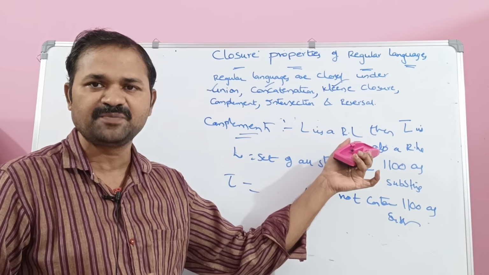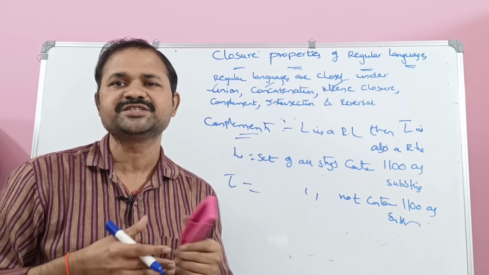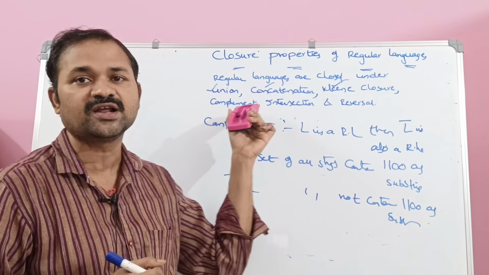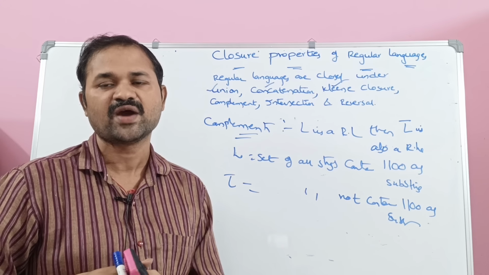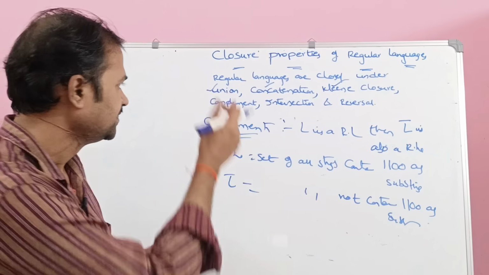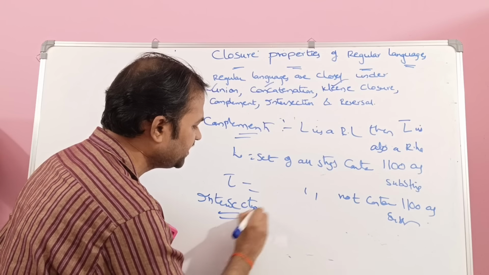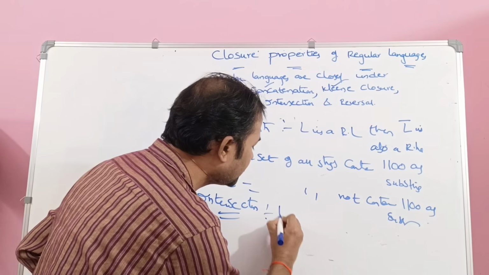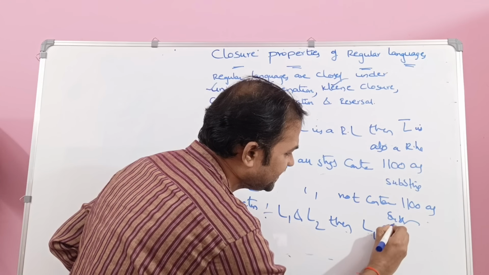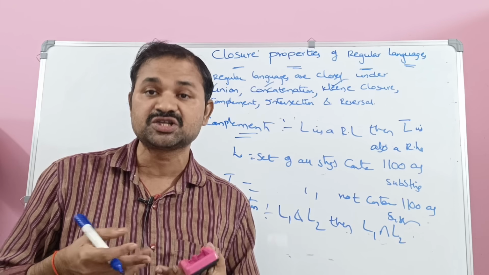We can represent this with the help of a finite automata. We know what a regular language is: the language which is accepted by a finite automata. So we can say that regular languages are closed under complement. Why? Because if L is a regular language, then L complement is also a regular language. And the next property is intersection. For intersection we need two languages. If L1 and L2 are two regular languages, then L1 intersection L2 is also a regular language.